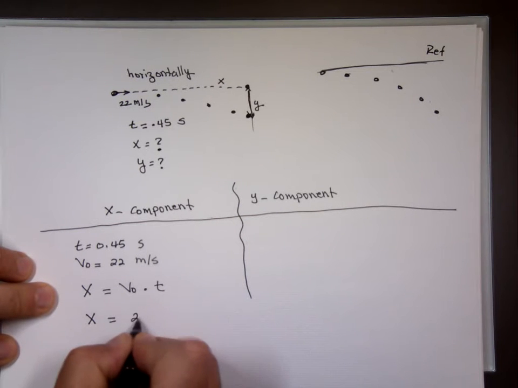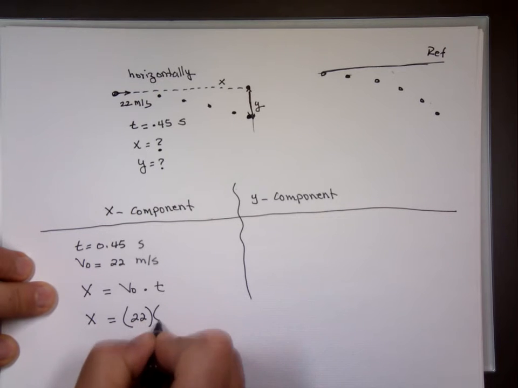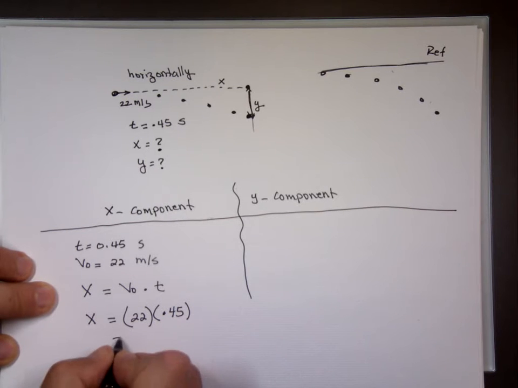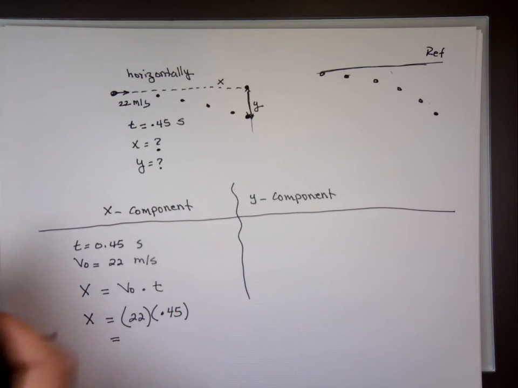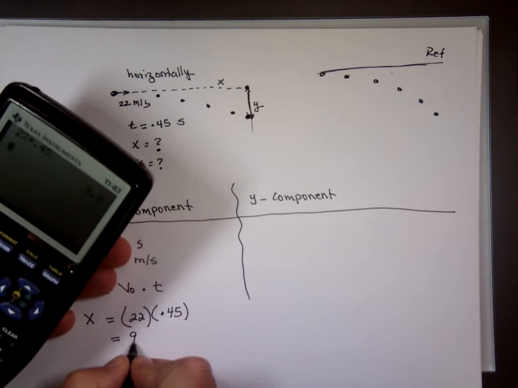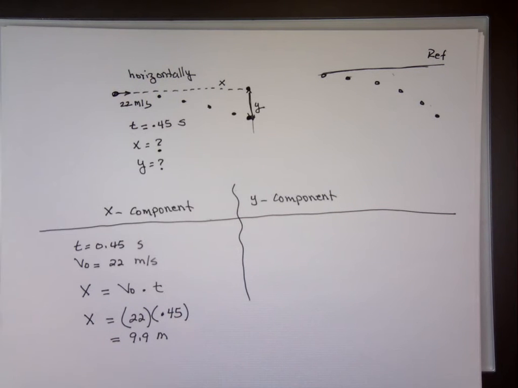22, and what was the time? 0.45 seconds. 9.9 meters. A bit over 10 yards. So when the shortstop threw the ball to the second baseman, they were 9.9 meters away from each other. Question number 1, done. Question number 2, how much did the ball drop?